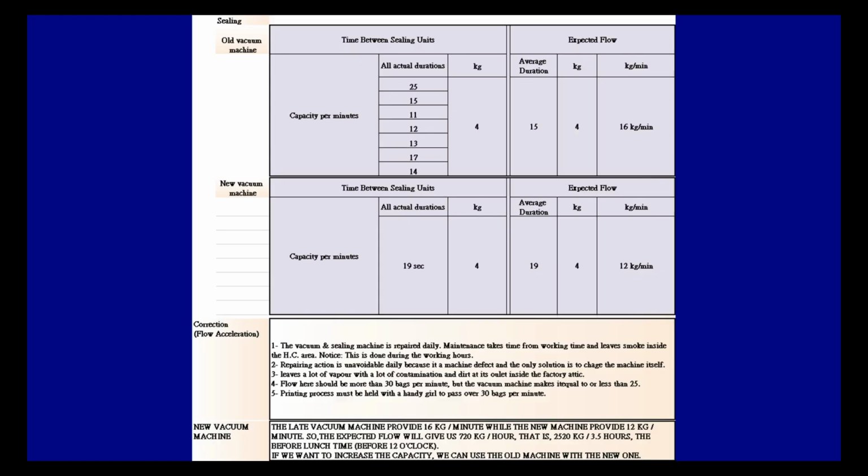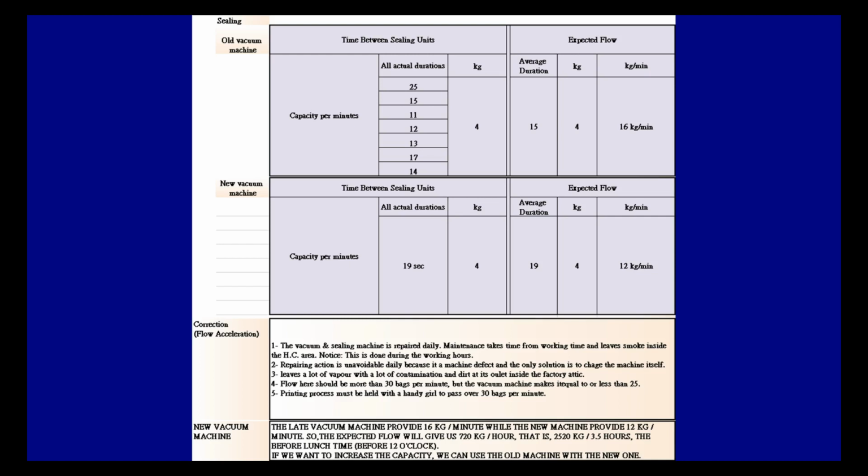Vacuum and sealing machine. Please revise this table. Correction, flow acceleration. 1. The vacuum and sealing machine is repaired daily. Maintenance takes time from working time and leaves smoke inside the HC area. Notice, this is done during the working hours.